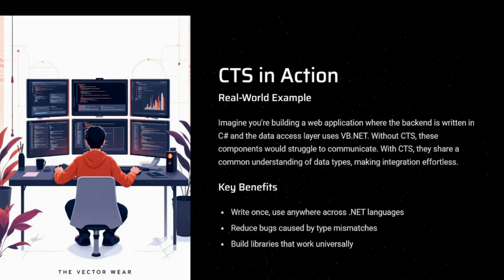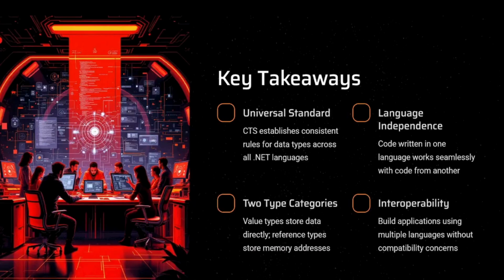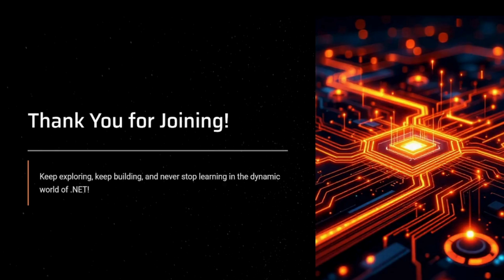All right, let's quickly wrap up what we have learned. CTS stands for Common Type System and it defines the rules for data types and it works across all .NET languages. Mainly, it has two types, value types and reference types. And also, it enables language interoperability. One simple line to remember is: CTS makes sure all .NET languages speak the same data language. That's it. And that's CTS, a simple concept but very powerful once you understand it.